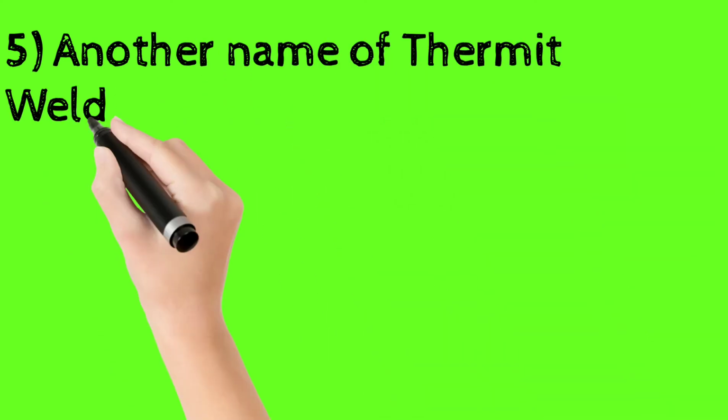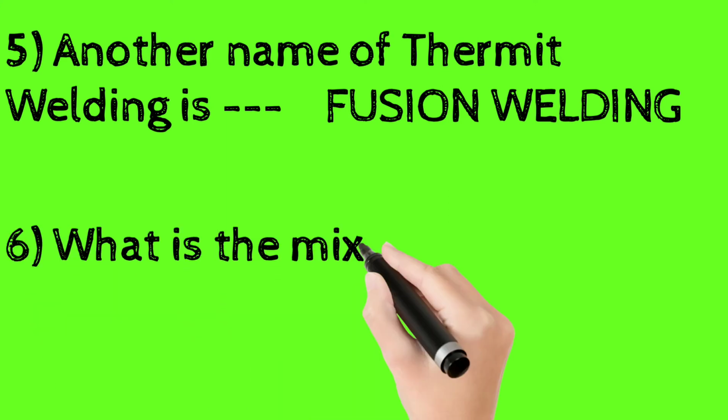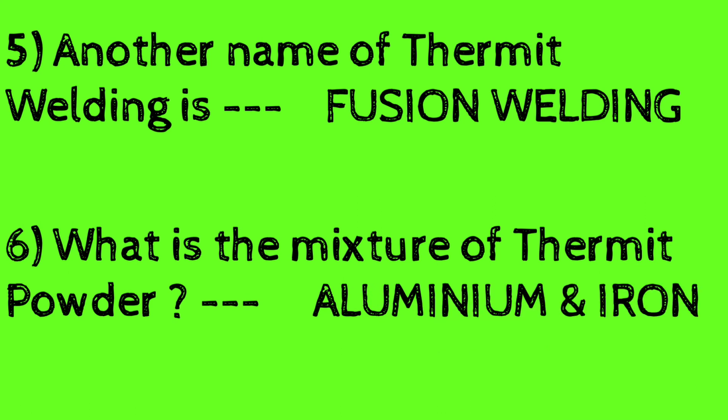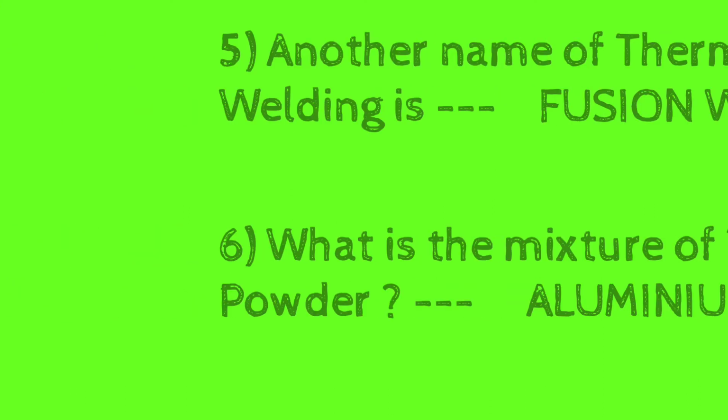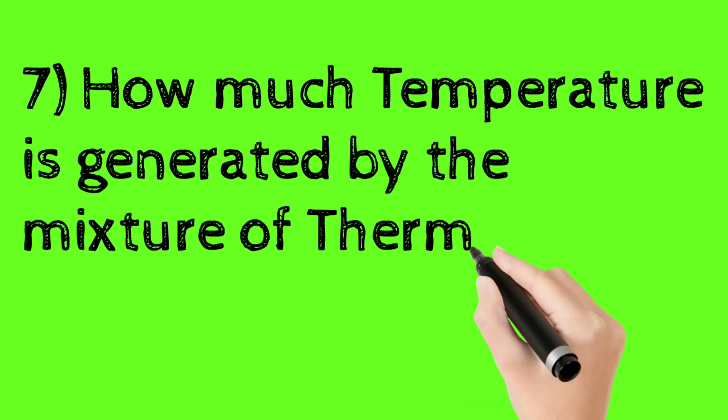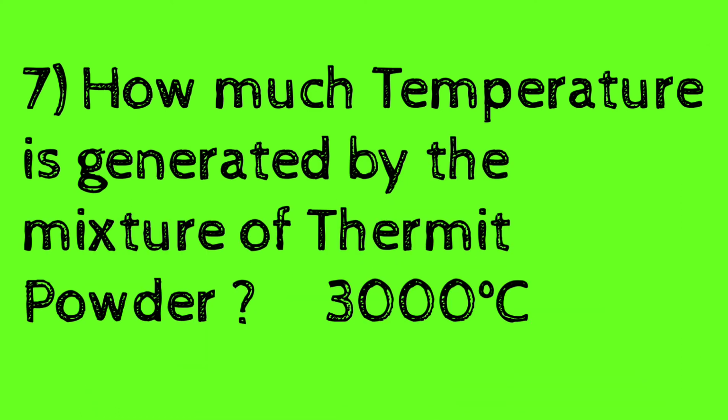Fifth question: what is another name of thermit welding? The answer is fusion welding. Common question, friends, for all technical exams. Sixth question: what is the mixture of thermit powder? The answer is aluminium and iron. Seventh question: how much temperature is generated by the mixture of thermit powder? The answer is 300 degrees Celsius.